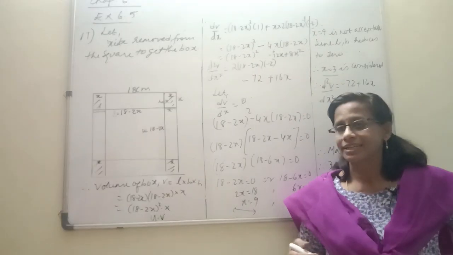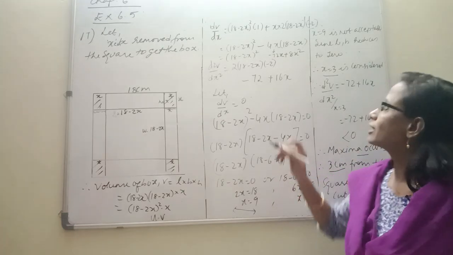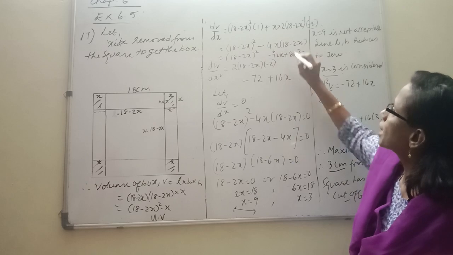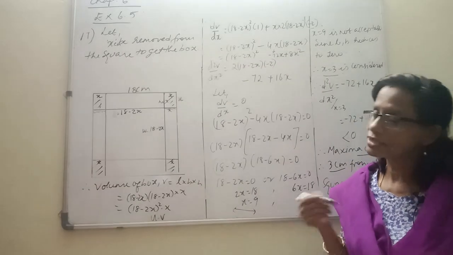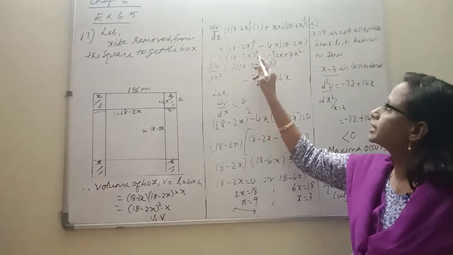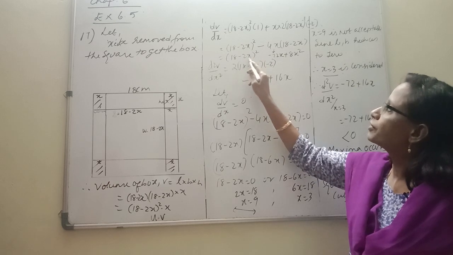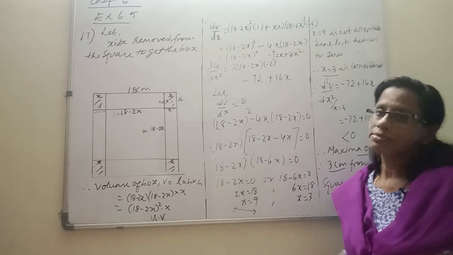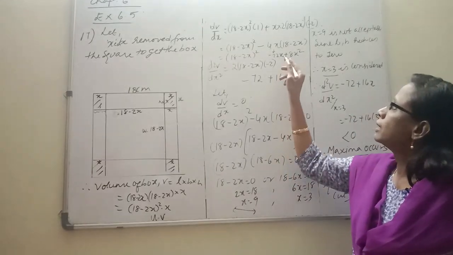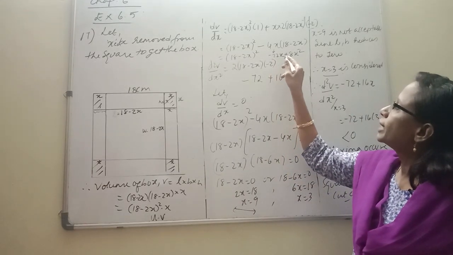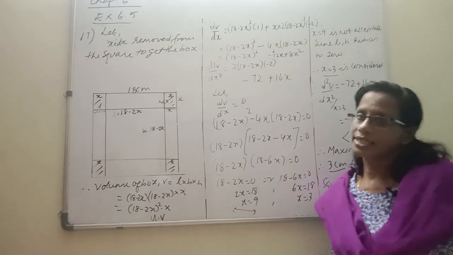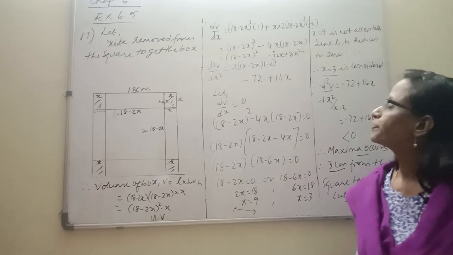For us to get the second derivative, we will expand only the second bracket. This will expand, so it becomes minus 72x plus 8x squared. Since we have to get the second derivative, let's again find the derivative. We all know that the derivative of 18 minus 2x the whole square, as we did there, is 2 times 18 minus 2x times minus 2, minus 72x derivative is negative 72, 8x squared derivative is 16x. So you get so many terms.